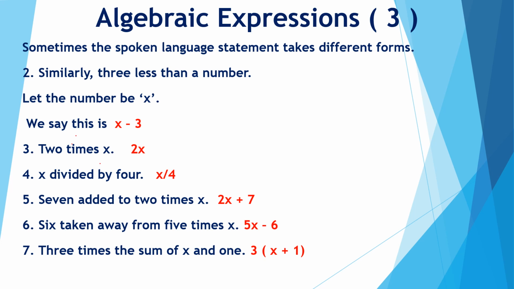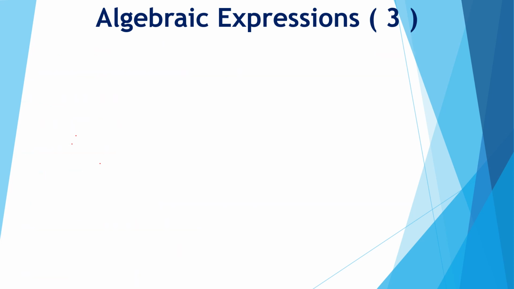3 times the sum of x and 1. What is the sum of x and 1? x plus 1. So 3 times x plus 1 is the mathematical sentence. 8 subtracted from x. The mathematical sentence is x minus 8. 2 times x taken away from 9. Okay, 2 times x is 2x and 2x we subtract from 9. So it comes out to be 9 minus 2x.